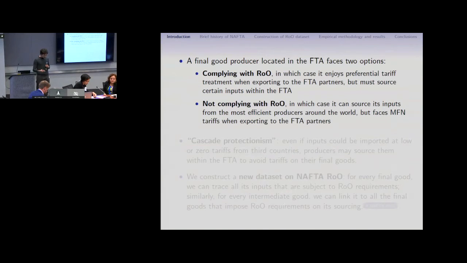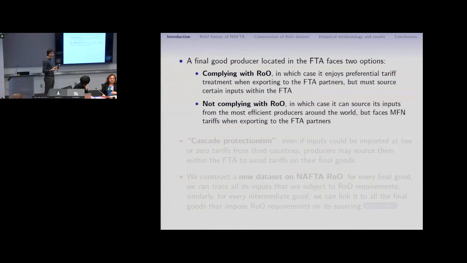So on the one hand, if a firm complies, then this firm is going to enjoy preferential treatment when exporting, for instance, to the US. Think about the Mexican case. But this is going to be at the cost of sourcing intermediate goods from sources that are not the cheapest ones. So you can think that this firm has the potential of sourcing engines to produce cars from Germany, but if the firm wants to comply with rules of origin, it's going to be forced to source these engines from within NAFTA, which might be more expensive than the German engines, for instance.